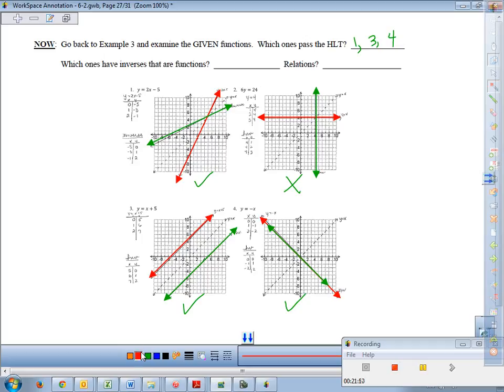1, 3, and 4, the ones that pass the horizontal line test. And we actually have all the inverses graphed on those. Doesn't this pass the VLT? And doesn't that pass the VLT?